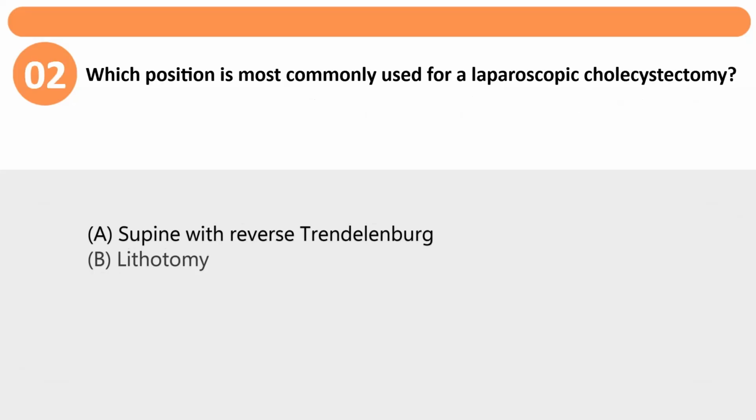Which position is most commonly used for a laparoscopic cholecystectomy? A. Supine with reverse Trendelenburg. B. Lithotomy. C. Prone. D. Lateral decubitus.